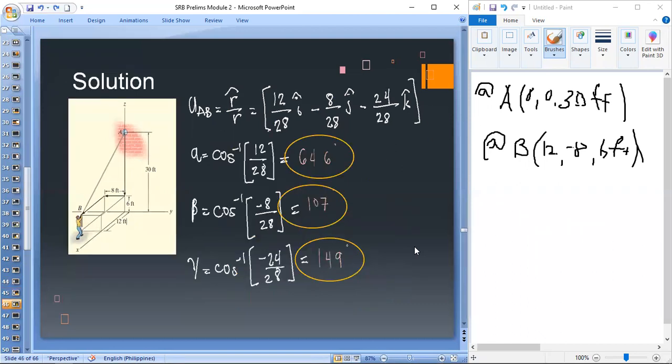And then we have alpha, beta, and gamma. So input mo siya sa formula mo in your calculator and you'll get 64.6 degrees for your alpha. Your beta naman is 107 degrees and your gamma is 149 degrees. So yun lang. Basic, di ba? So pinagsama mo lang force and your position vector. Kapag dumami yan, yung masakit sa ulo. So sa module niyo, may example din, so try to check this.